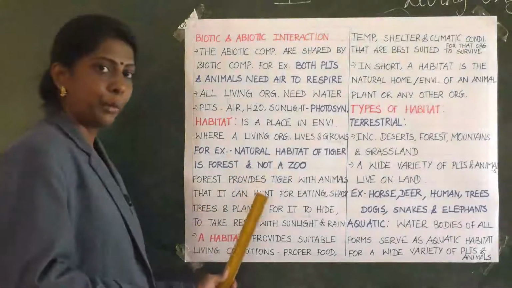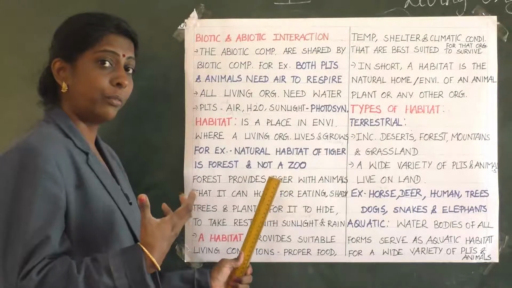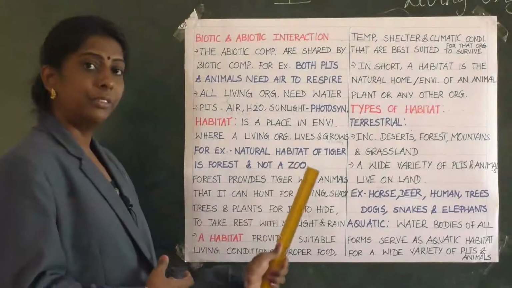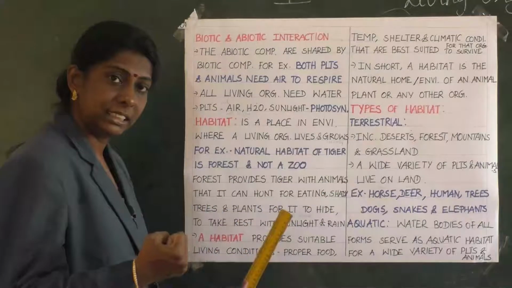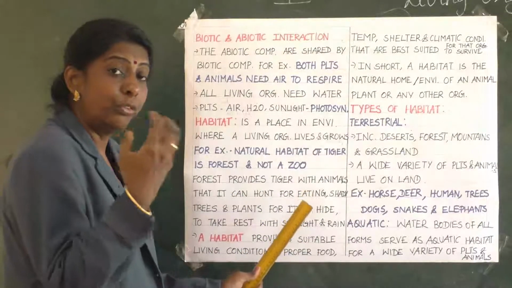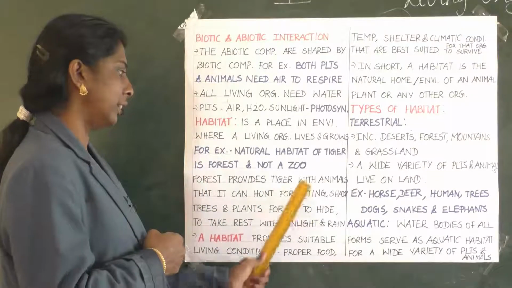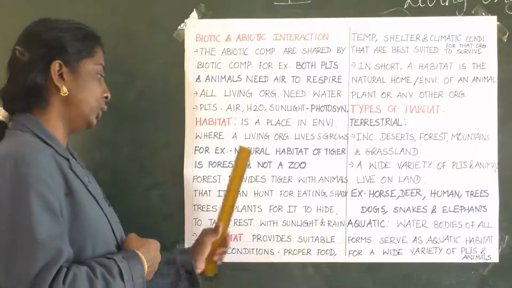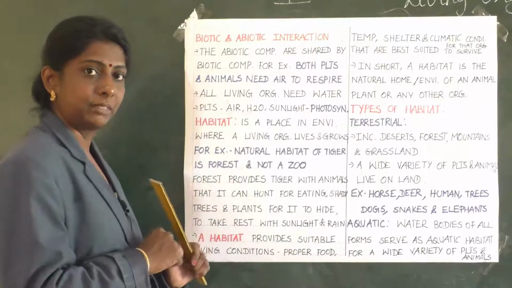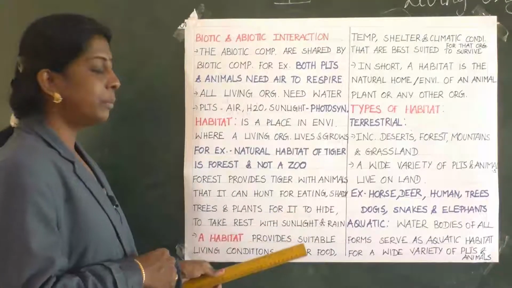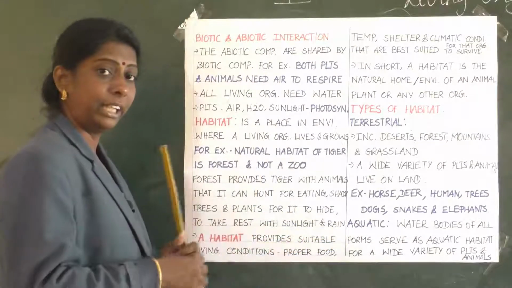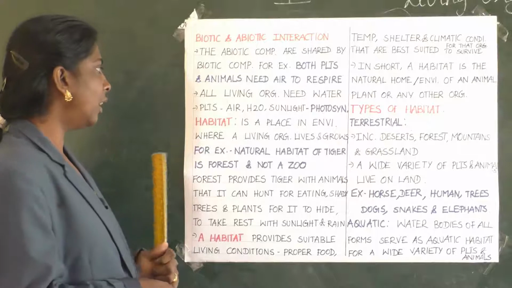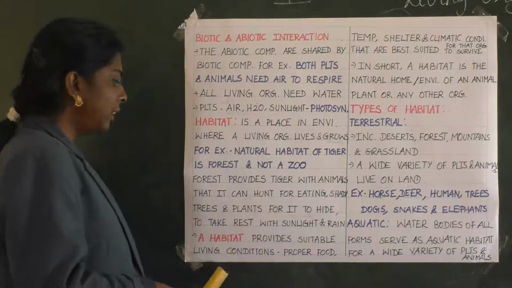Yes. What all is the forest, which is meant to be a habitat, providing? Forest provides the tiger with animals that it can hunt for eating. It is getting food from the habitat. Then shady trees and plants for it to hide, to take rest. We are getting an environment. Then with suitable climate conditions such as sunlight and rain, everything is provided in this habitat.